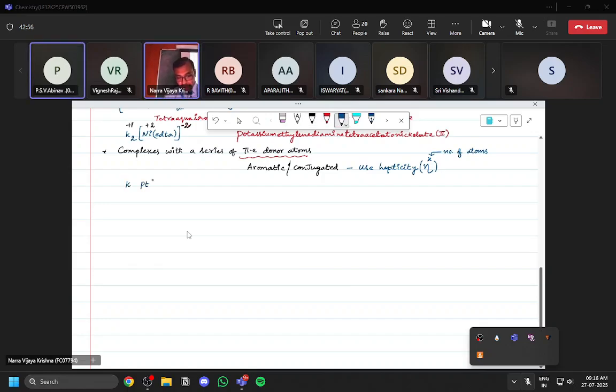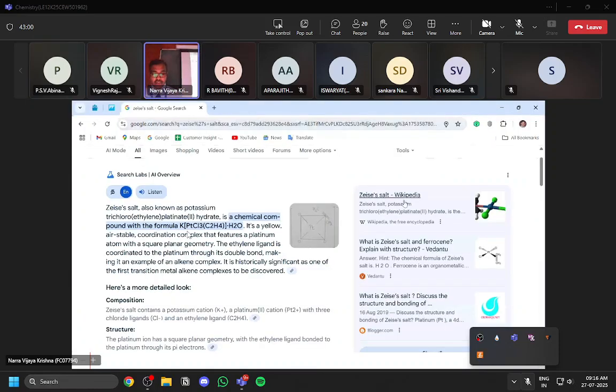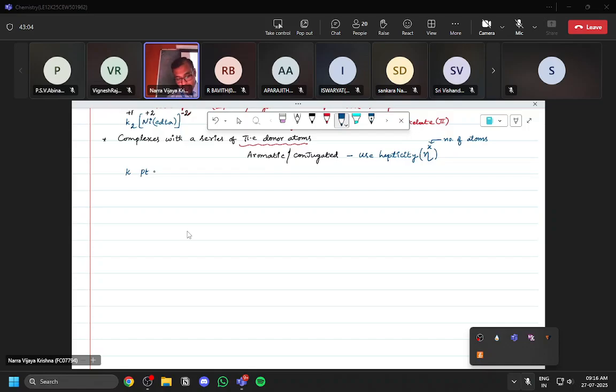Platinum. That also I will write. Cl3. Now I have to show the ligand, so I am showing the ligand: eta 2 C2H4. Will you understand? Eta 2 C2H4. This is the complex.